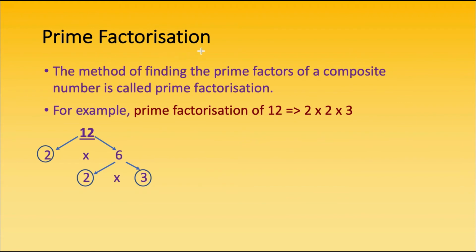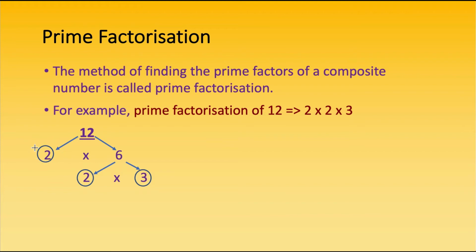Next, prime factorization. So students, the method of finding the prime factors of a composite number is called prime factorization. For example, we have the prime factorization of 12 over here. 12 is a composite number. Now, here we have the factor tree of number 12. We know that we get the product 12 by multiplying 2 and 6. 2 multiplied by 6 is equal to 12.